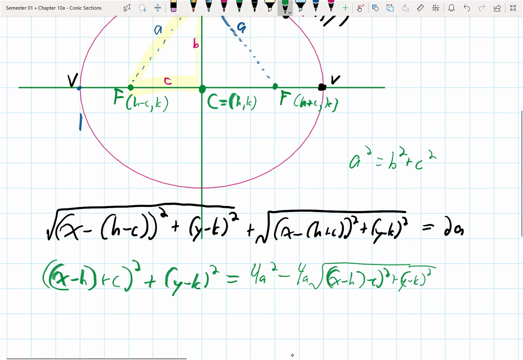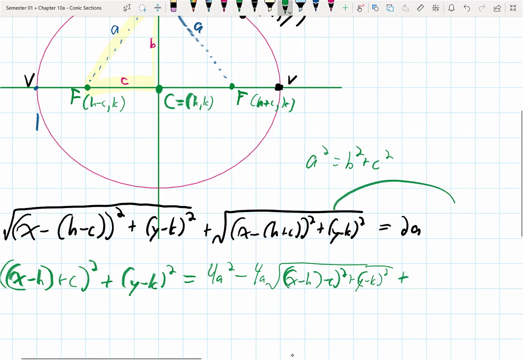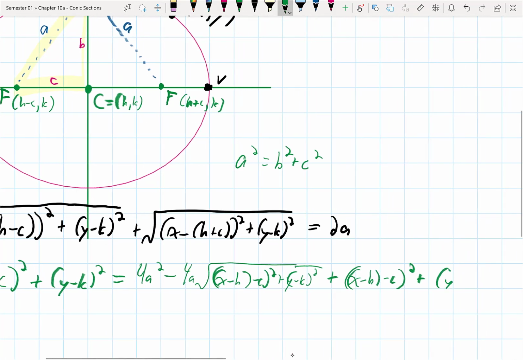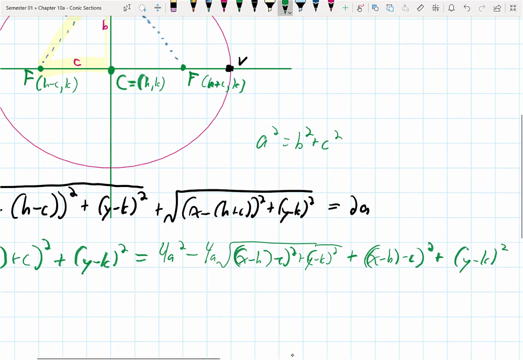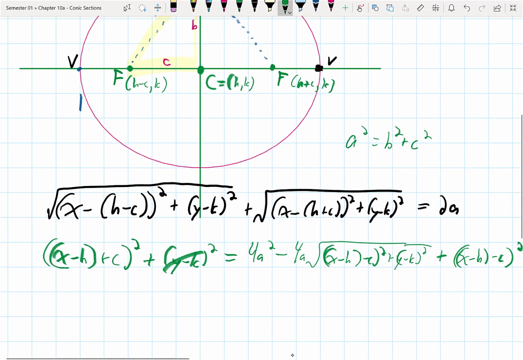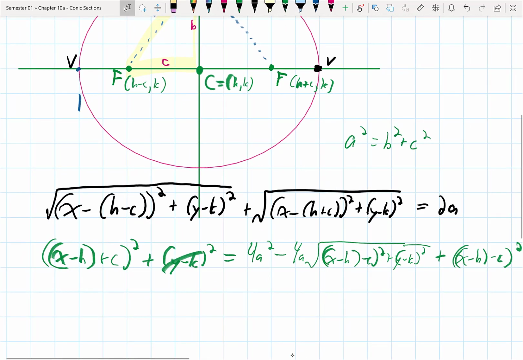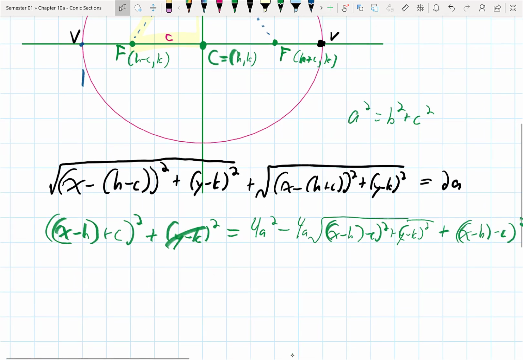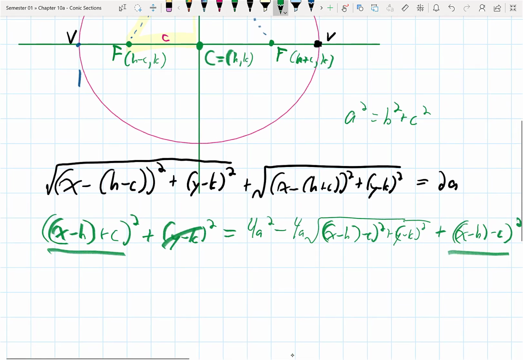And then we have a lot of terms to throw down in there, plus. Again, I moved that radical over and I squared both sides, so I get x minus h minus c squared plus y minus k squared. And you can see the y minus k squareds drop out. So now on all this, I need to do some manipulation to make this a little bit easier. Why don't we square this and this so I can see what terms remain and which terms drop out.